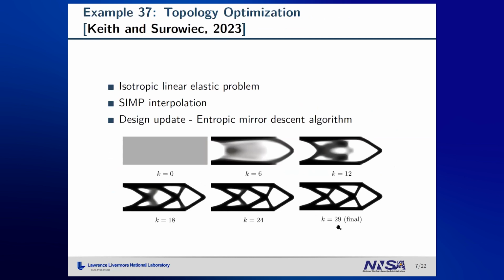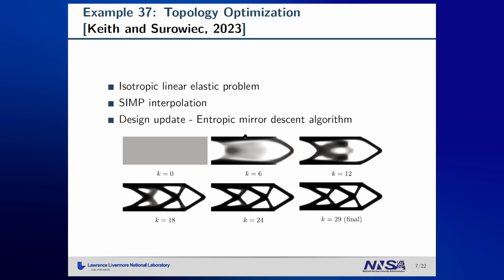Well, you can see here we need only 29 optimization iterations. Typically for OC, it would be about hundreds, sometimes 150, and it's the same for the method of moving asymptotes, the MMA algorithm. The example is using simple interpolation, so nothing fancy. You can easily replace it with RAMP or any of your favorites. It solves an isotropic linear elastic problem.